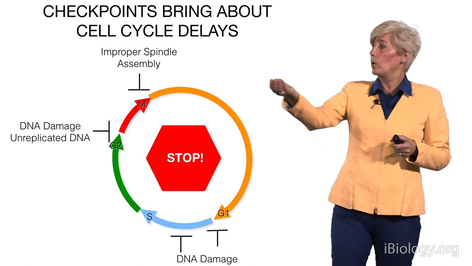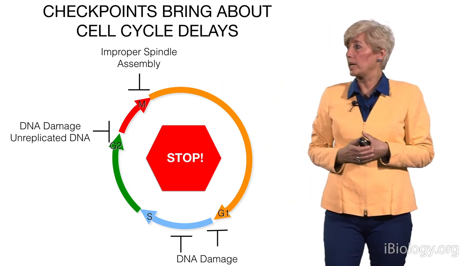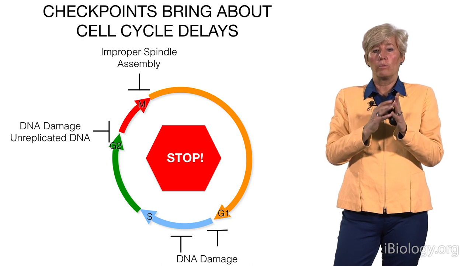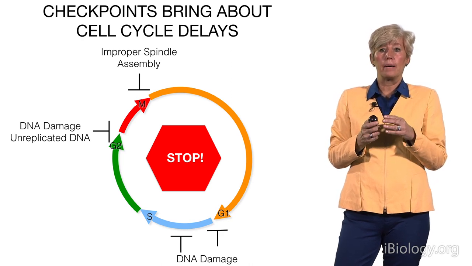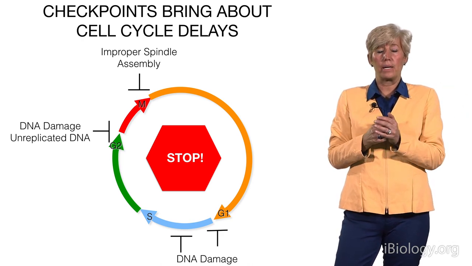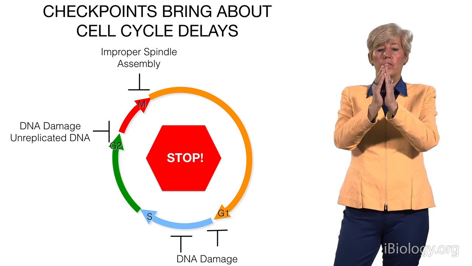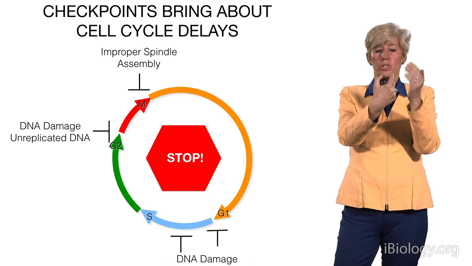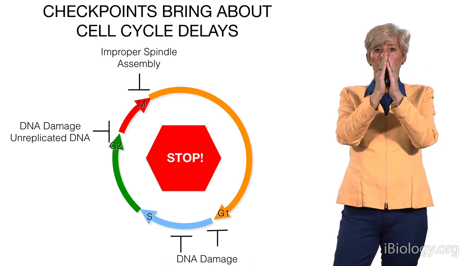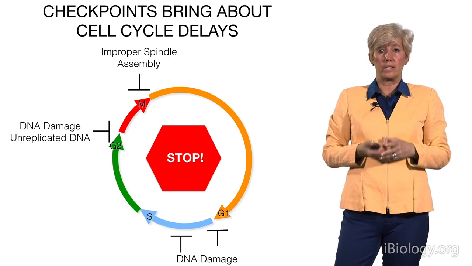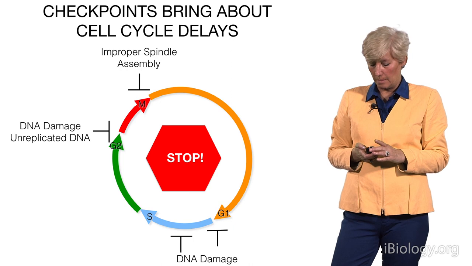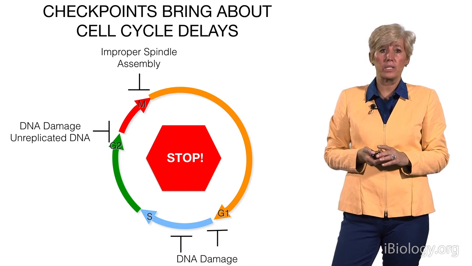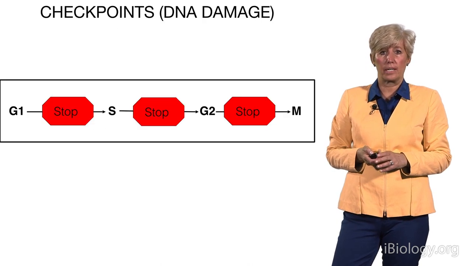There's also a checkpoint known as the spindle assembly checkpoint. Recall when we talked about the various stages of mitosis in our first lecture, the sister chromatids align on the metaphase plate. If the microtubules are not attached appropriately to each of those sister chromatids, then the cell will sit there and it won't move into anaphase until that happens. So that's called the spindle assembly checkpoint. But I'm going to be focusing on the DNA damage checkpoint in this lecture.